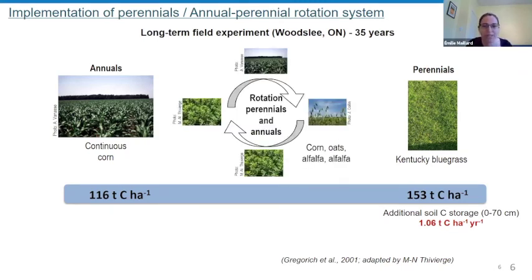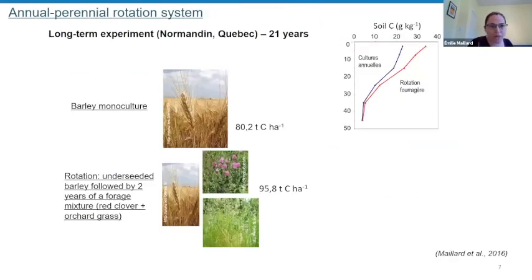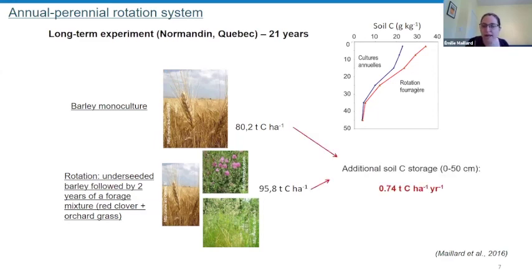A rotation with perennials and annuals will traditionally lead to intermediary results. We are between annuals and perennials with the soil carbon stocks, and it corresponded to a rate of about 0.4 tons of carbon. We observed similar results in another long-term experiment in Normandie, in the province of Quebec. After 21 years, we observed higher carbon stocks under the rotation in comparison to a barley monoculture, and the storage rate was about 0.74 tons of carbon per hectare per year.